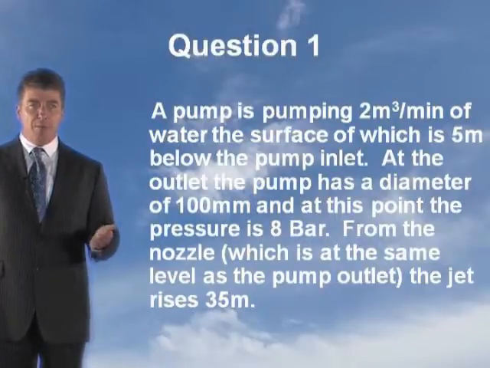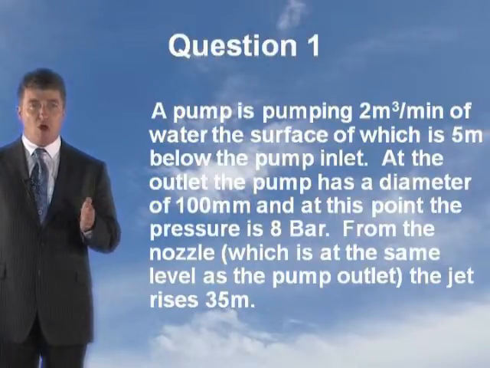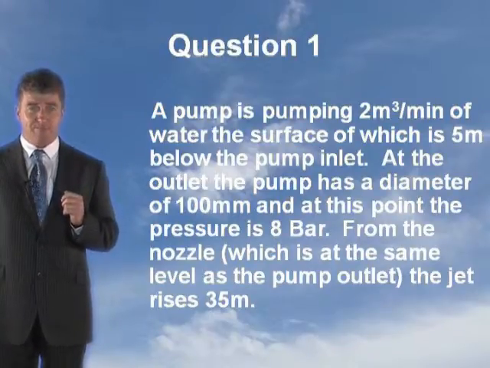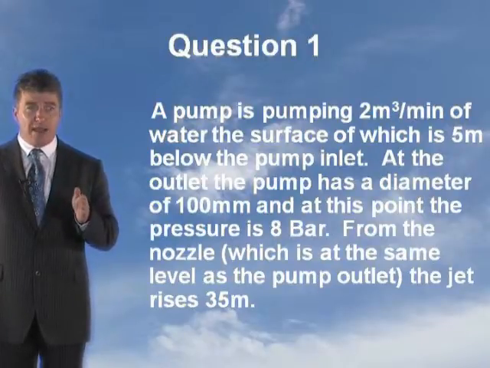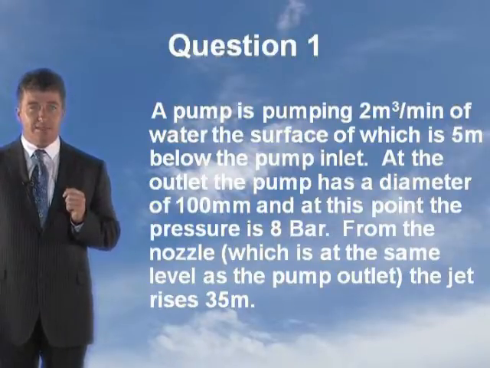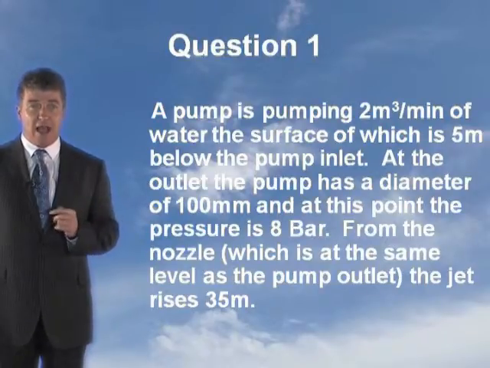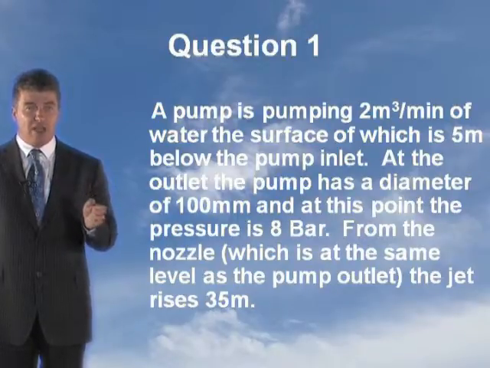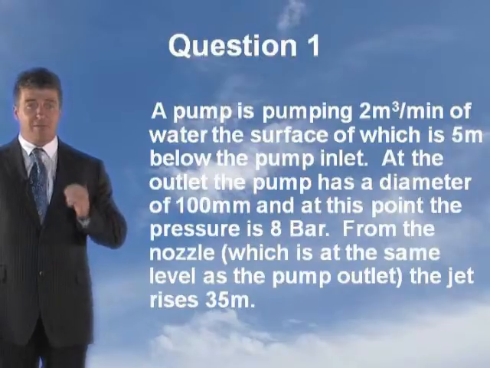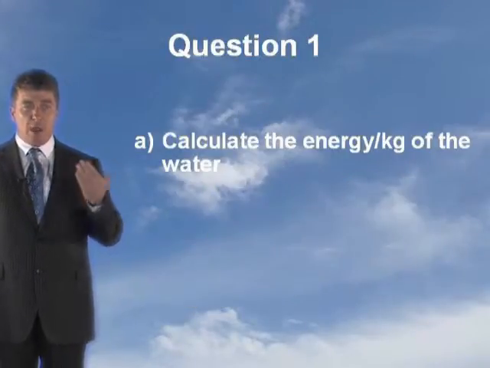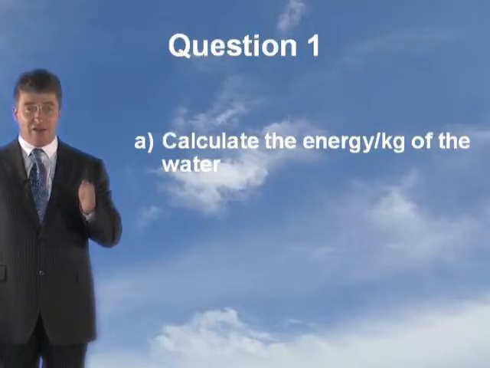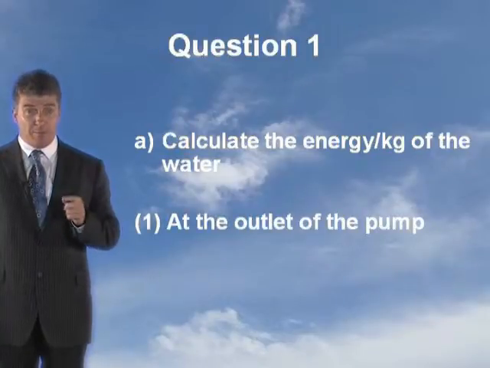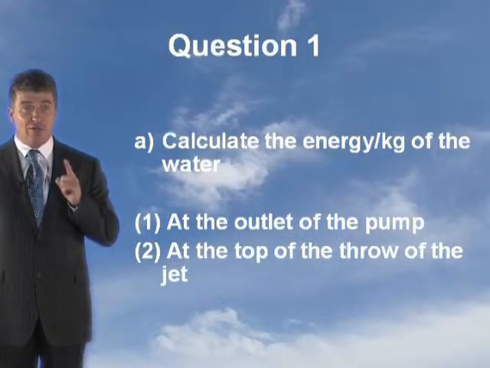Question 1. A pump is pumping 2 metres cubed a minute of water, the surface of which is 5 metres below the pump inlet. At the outlet, the pump has a diameter of 100 millimetres, and at this point the pressure is 8 bar. From the nozzle, which is at the same level as the pump outlet, the jet rises 35 metres. What's the problem? We want you to calculate the energy in joules per kilogram of the water. First of all, at the outlet of the pump, and secondly, at the top of the throw of the jet.